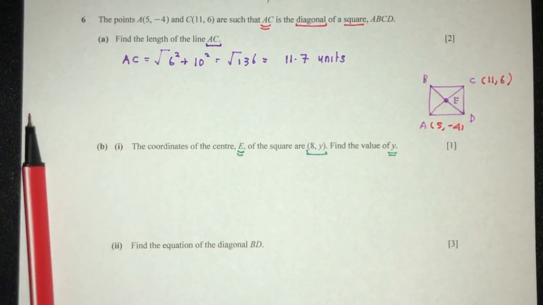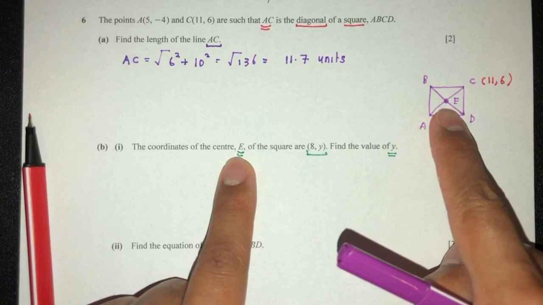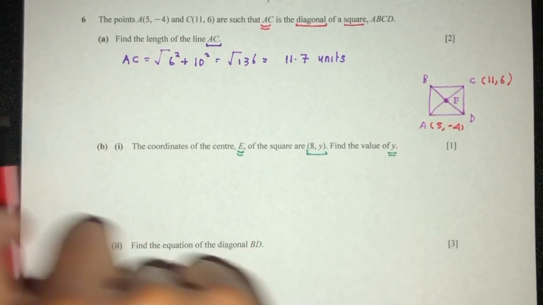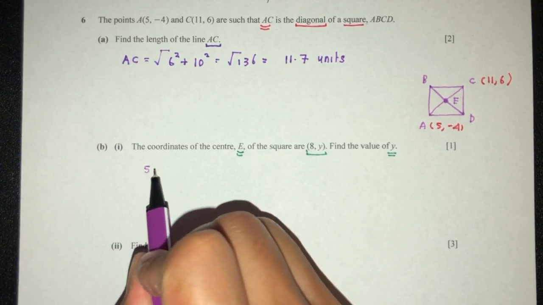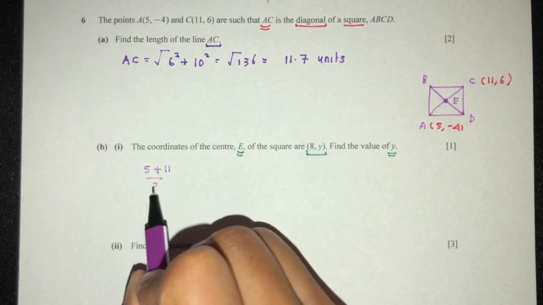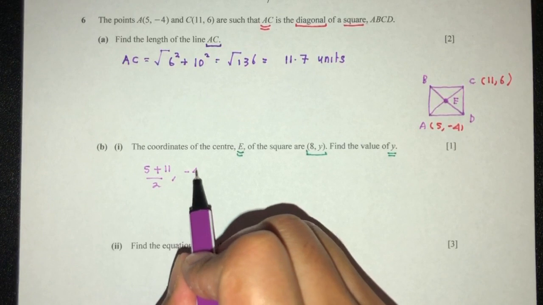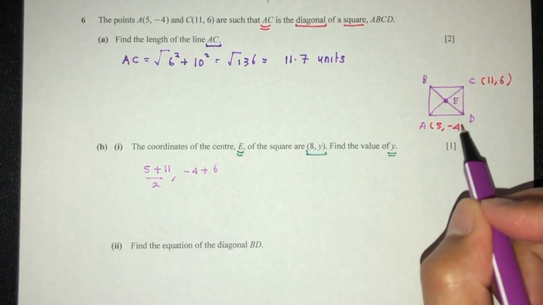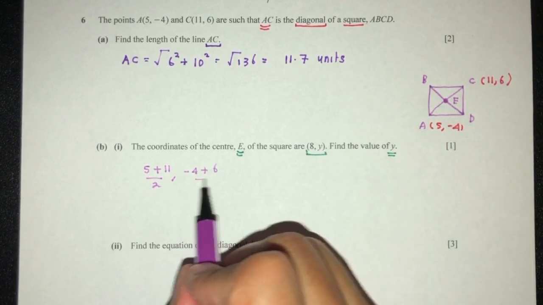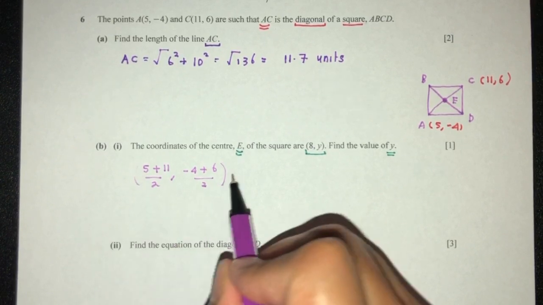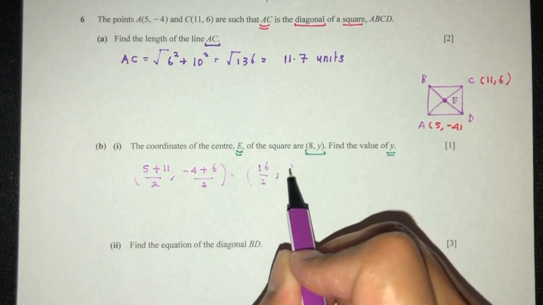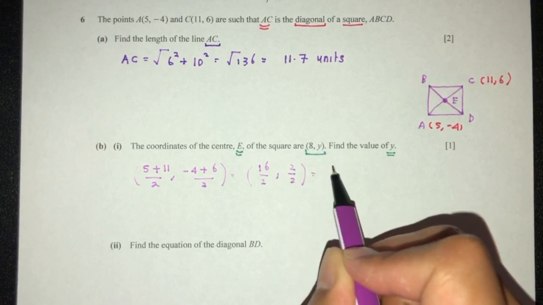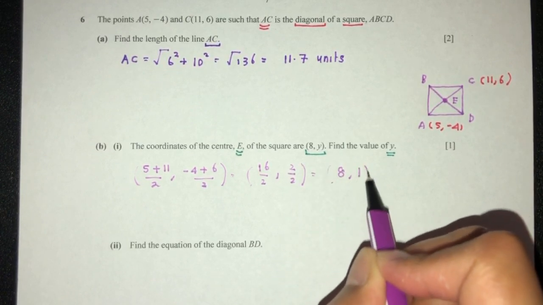So we do understand that E is a center, so obviously it is the midpoint of AC. So how do you find the midpoint usually? You will do 5 plus 11 divided by 2, and minus 4 plus 6, so y1 plus y2 divided by 2. That will be what? That will be 16 over 2, and that will be 2 over 2. So by comparison, that will be 8 and that will be 1.